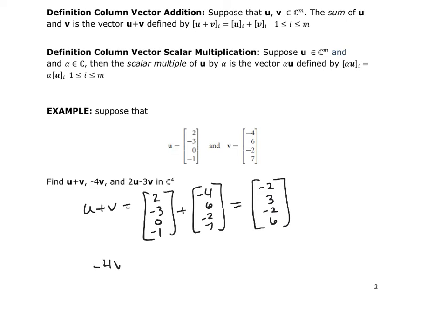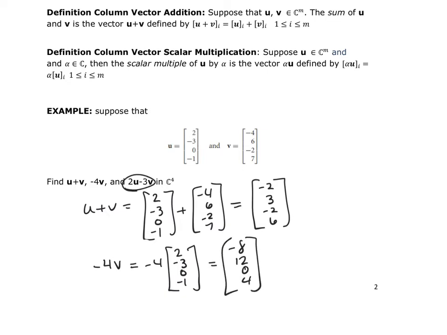Similarly, -4 times my vector v. So this is going to be equal to -4, and then all my entries in the v vector, which is 2, -3, 0, -1. So this is equal to -8, +12, 0, and +4.